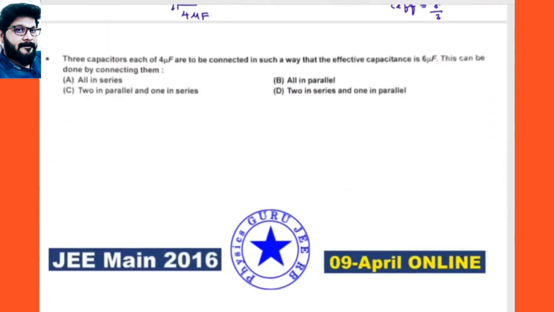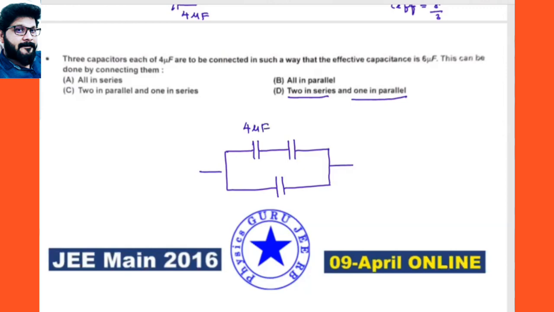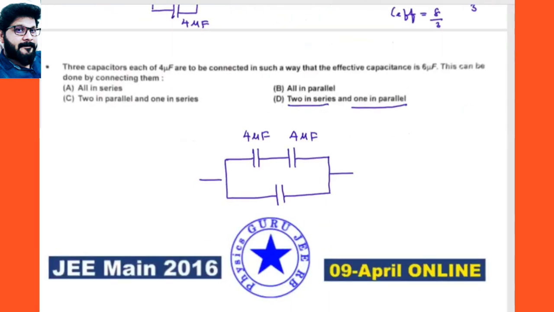2 are in series, D option. 2 are in series and 1 is in parallel. So let me take 2 in series, and to that 1 in parallel. Let me take this combination. So here are 4 microfarads, here are 4 microfarads. Both are in series, right? And this is in parallel to it.